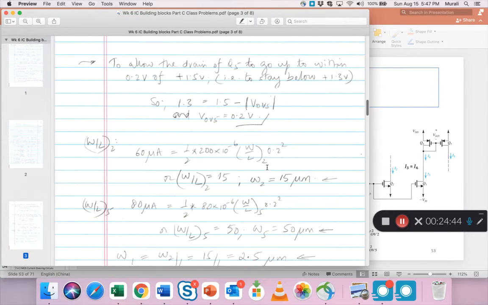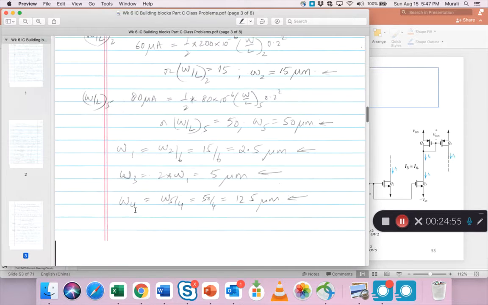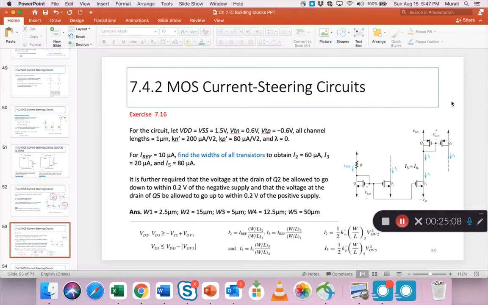So using that 0.2 in this current formula, you come up with W by L. L is 1, so W2 you know. Similarly, W5 you find out using this current formula. Then we use those relationships previously found to find W1, W3, W4. So we found all the W's and we found all the R's, or the one R. Okay?